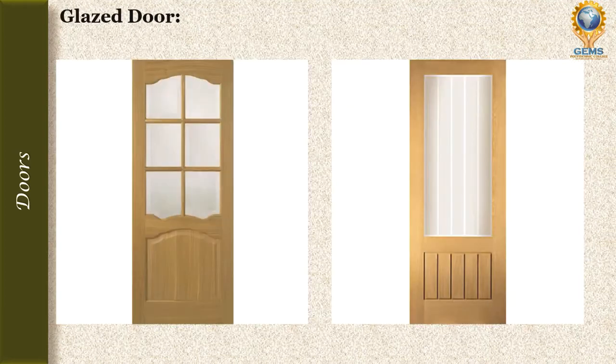The last type of door is glazed doors. A glazed door means that instead of wooden panels, they will have glass panels. So these are the glass panels. Instead of wooden panels, they have glass panels. These types of doors are called glazed doors.